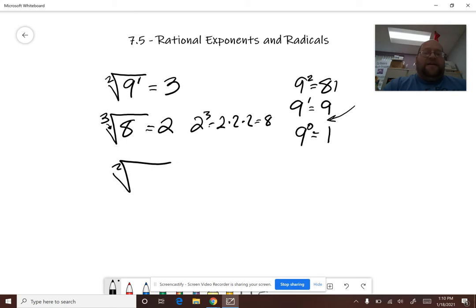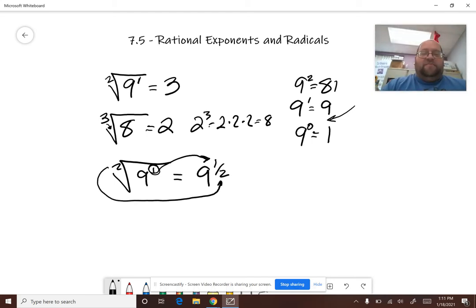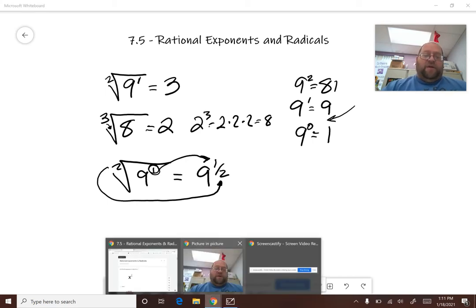If I take again the square root of 9, I can rewrite that as 9 to the 1/2 power. What happens is the power that this is raised to becomes my numerator, and the index that is being used becomes my denominator. You're going to think, well, that's crazy, that doesn't make any sense. Well, watch what happens here.